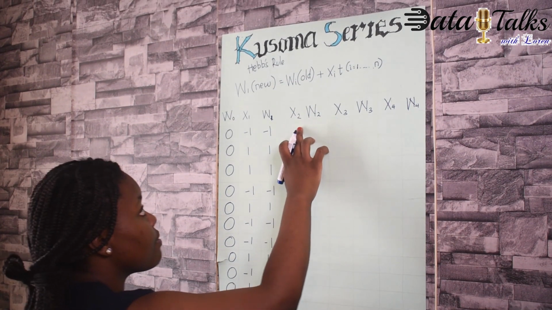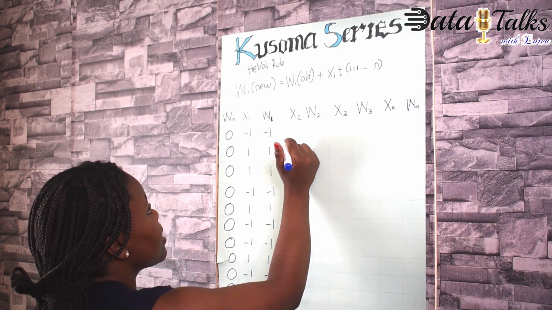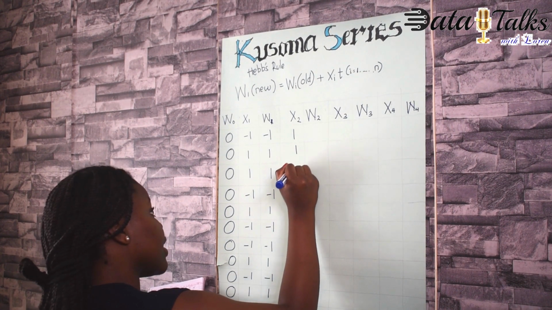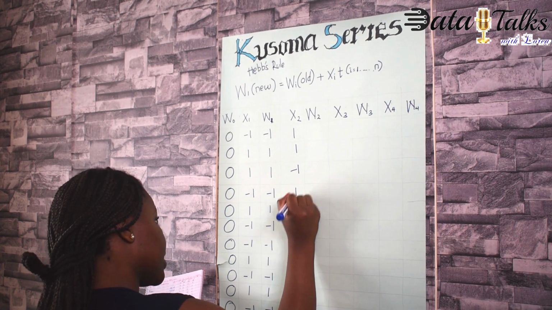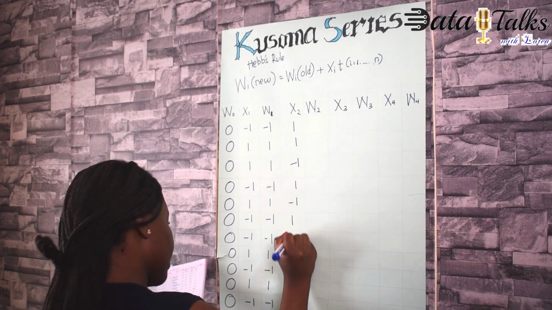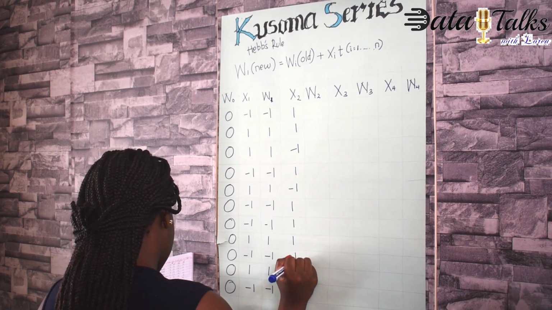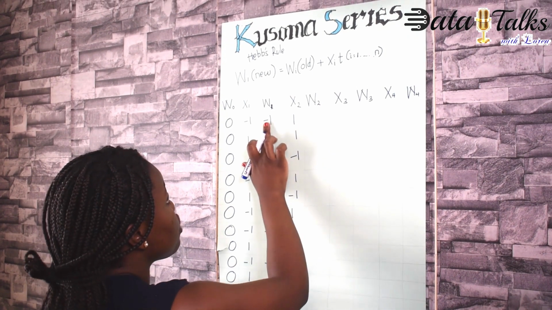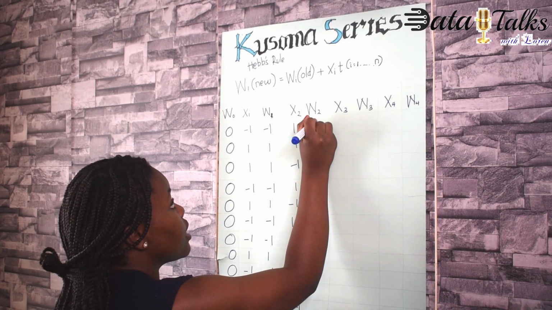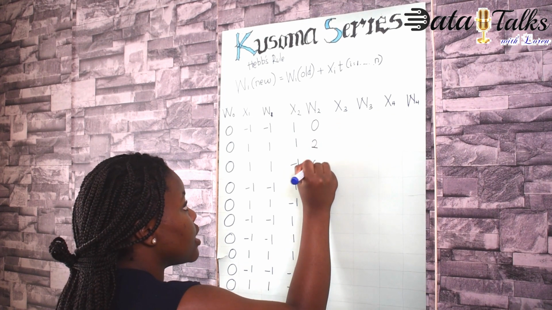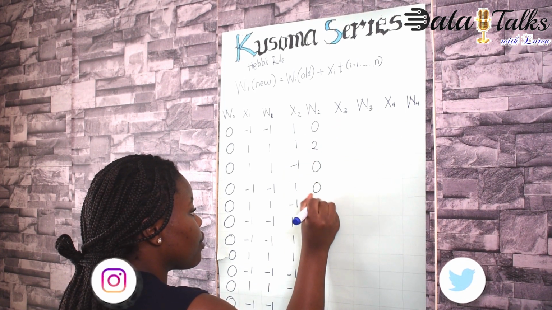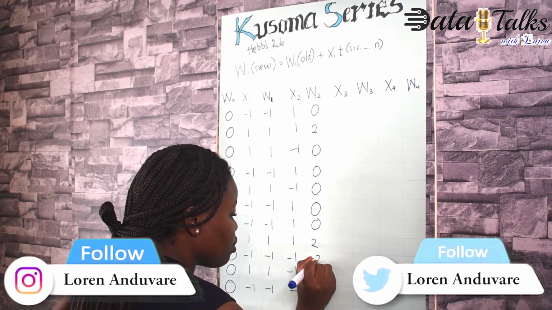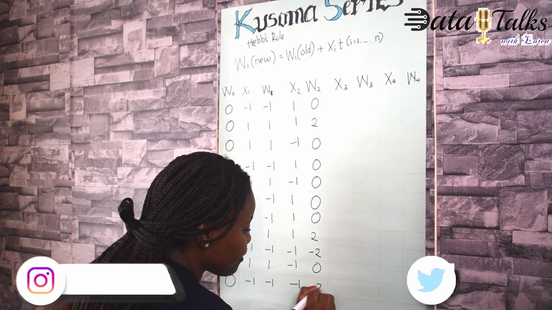x2 was a negative statement, so set 2 times negative 1, you get 1, 1, negative 1, 1, negative 1, 1, 1, 1, negative 1, negative 1, negative 1. To get weight 2, you add weight 1 plus x2, which will be 0, 2, 0, 0, 0, 0, 0, 2, negative 2, 0, negative 2.